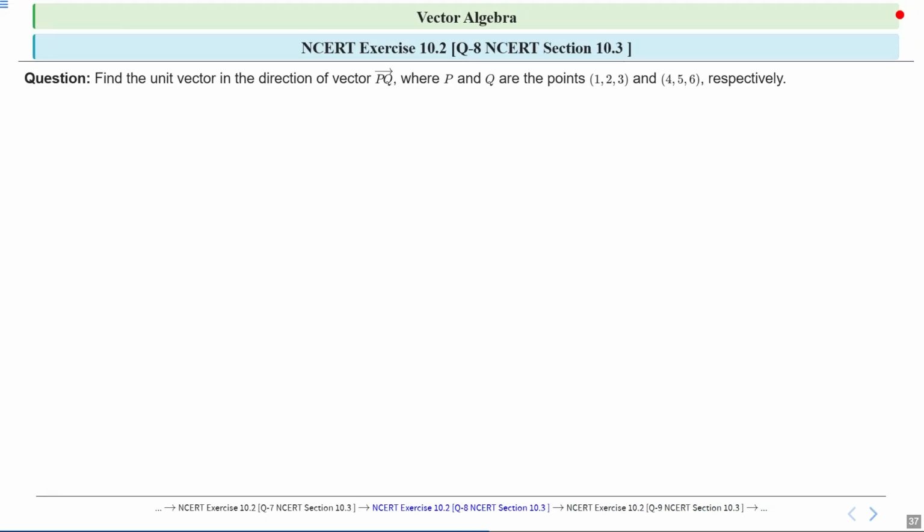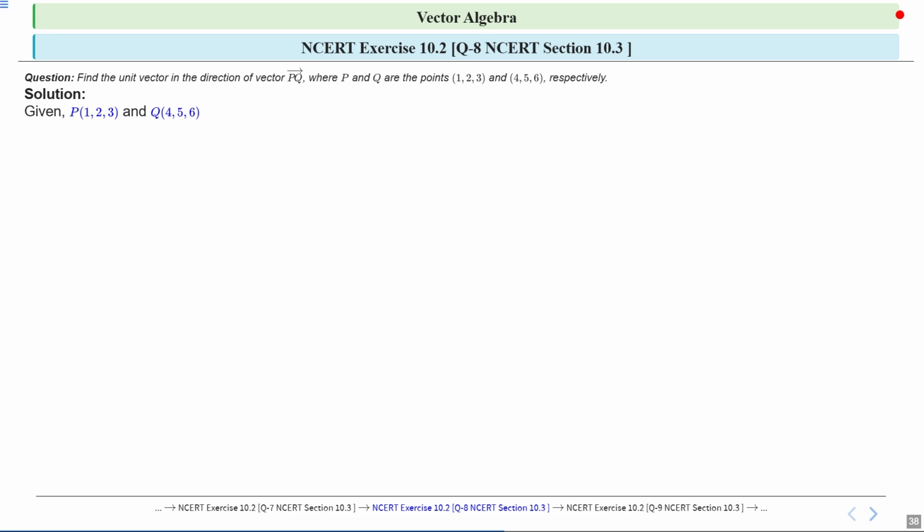NCERT exercise 10.2 question number 8, which says find the unit vector in the direction of the vector PQ vector where P and Q are the points 1, 2, 3 and 4, 5, 6 respectively. Given point P 1, 2, 3 and point Q 4, 5, 6. Therefore, PQ vector will be equal to 4 minus 1 i cap plus 5 minus 2 j cap plus 6 minus 3 k cap, which is equal to 3 i cap plus 3 j cap plus 3 k cap.